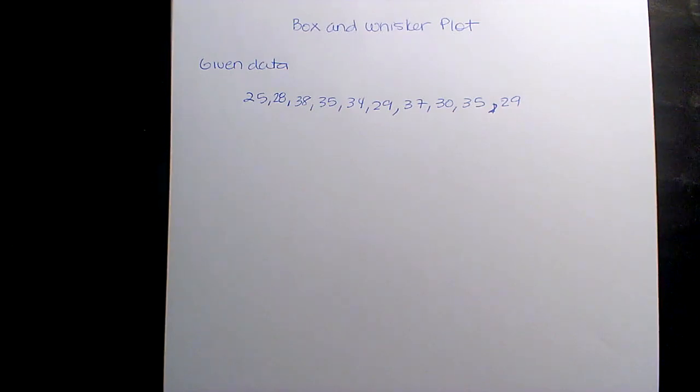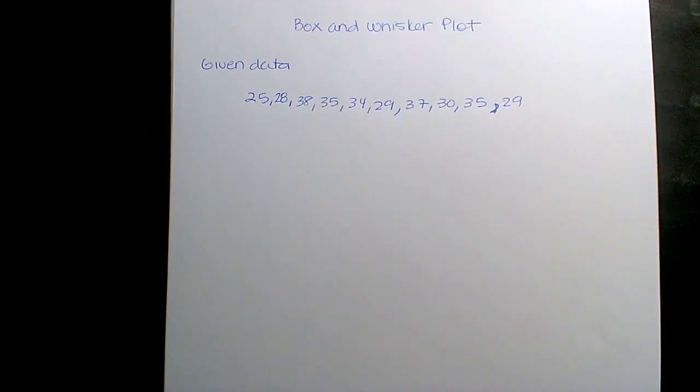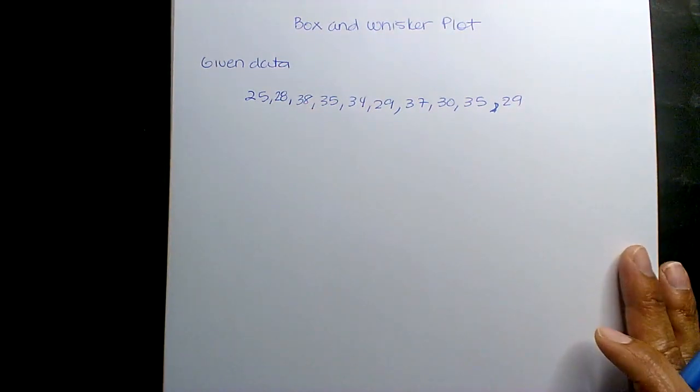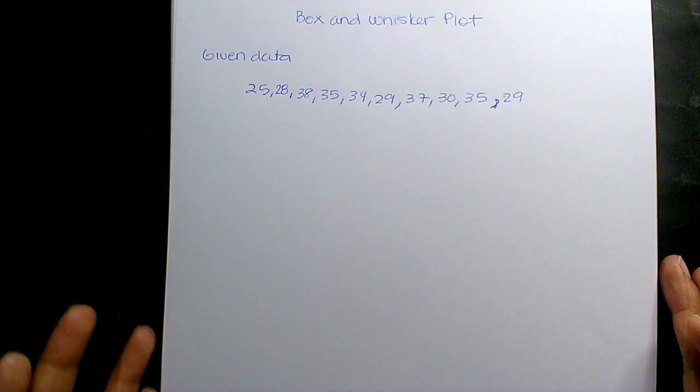All right, you guys are finding a box and whisker plot. We're going to give you a range of values, data points. You want to first put them in order, smallest to largest.